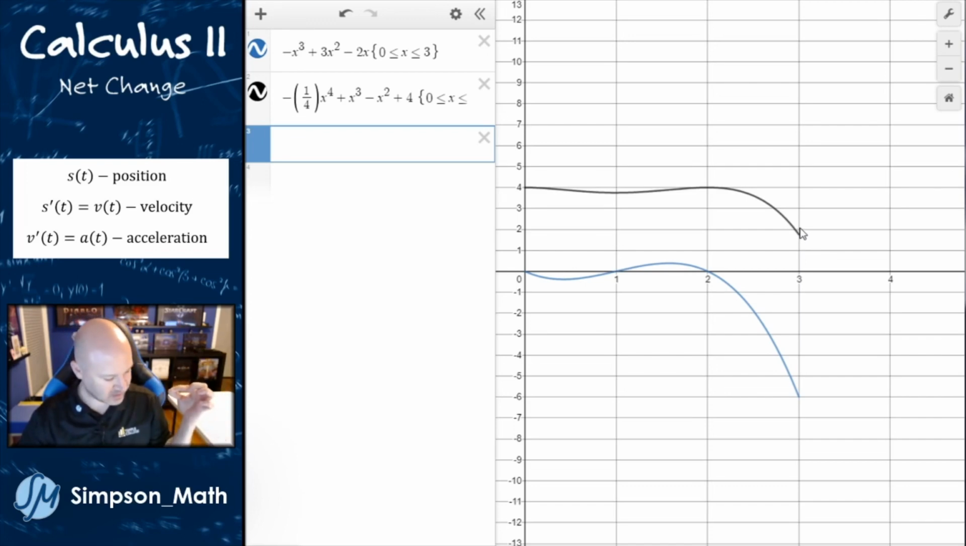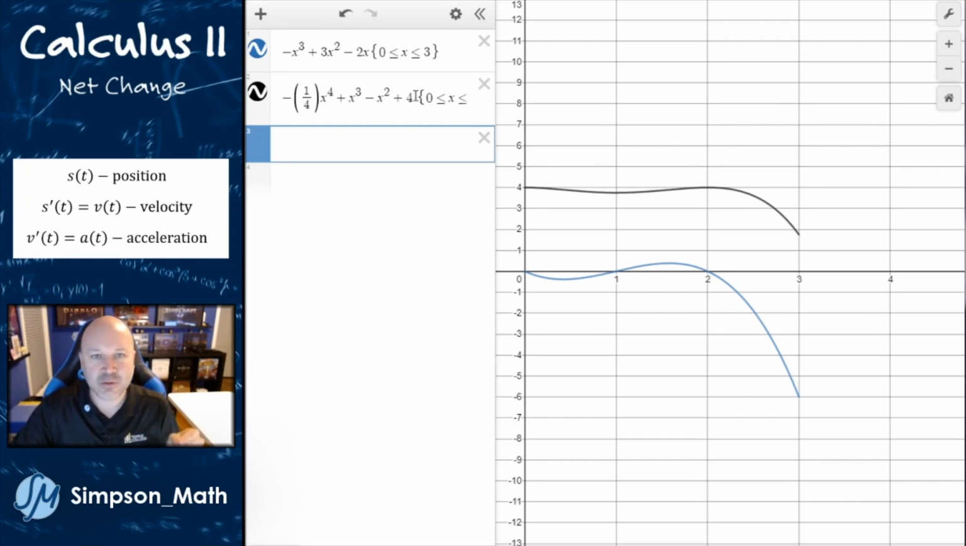I could plug in some stuff if I needed to. So, in fact, let's go do that. I'm going to go back to my antiderivative, and I'm going to plug in a time of 3. I'm going to evaluate this thing from 0 to 3 and find that net change. But looking at the graph, I can already see it's about negative 2.25, something like that.